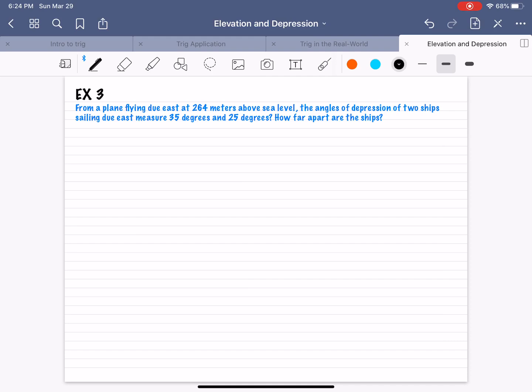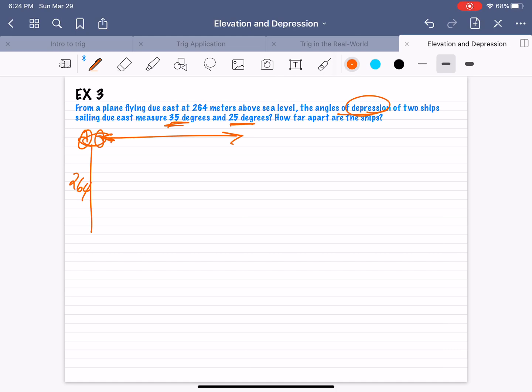Example number 3. From a plane flying due east at 264 meters above sea level, the angles of depression of two ships sailing due east measure 35 degrees and 25 degrees. How far apart are the ships? So let's draw our picture here. I'm going to start with the plane. Here's the plane. And it is flying east, flying this way. And it is 264 meters above sea level. In other words, the height is 264. That's how high off the ground it is, off the sea.